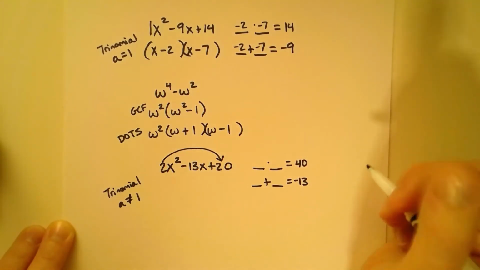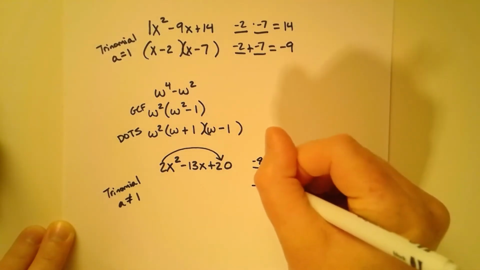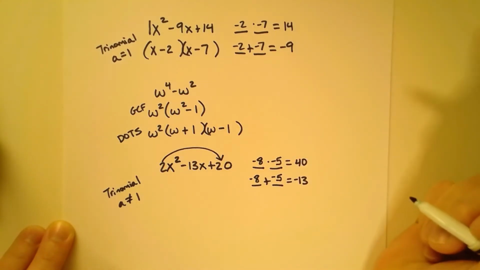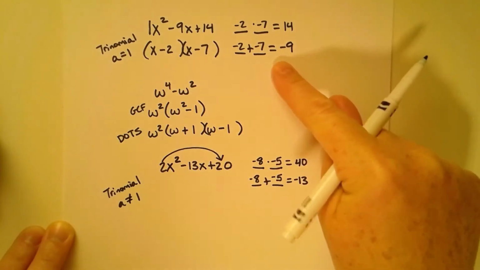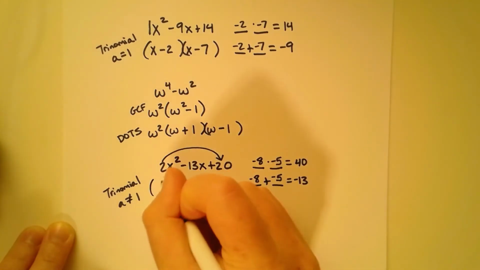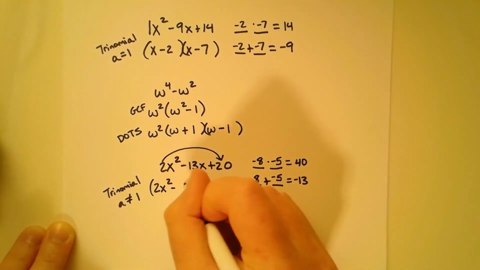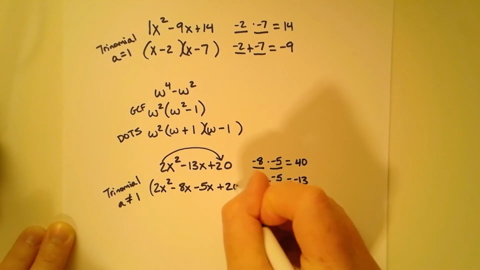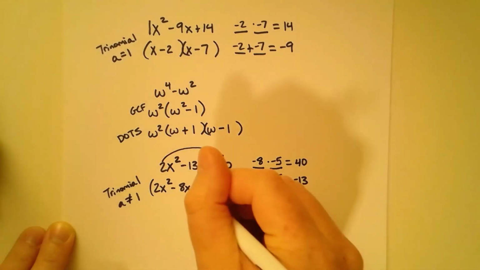So 40 and negative 13. Negative 8 times negative 5 would give us 40, and negative 8 plus negative 5 would add up to negative 13. But again, it's different than the trinomial we looked at here because of the 2 that's out front. So let's write our first term, 2x squared. We're going to write minus 8x minus 5x, and then bring down our last term of 20. And then we've turned it into a grouping problem.